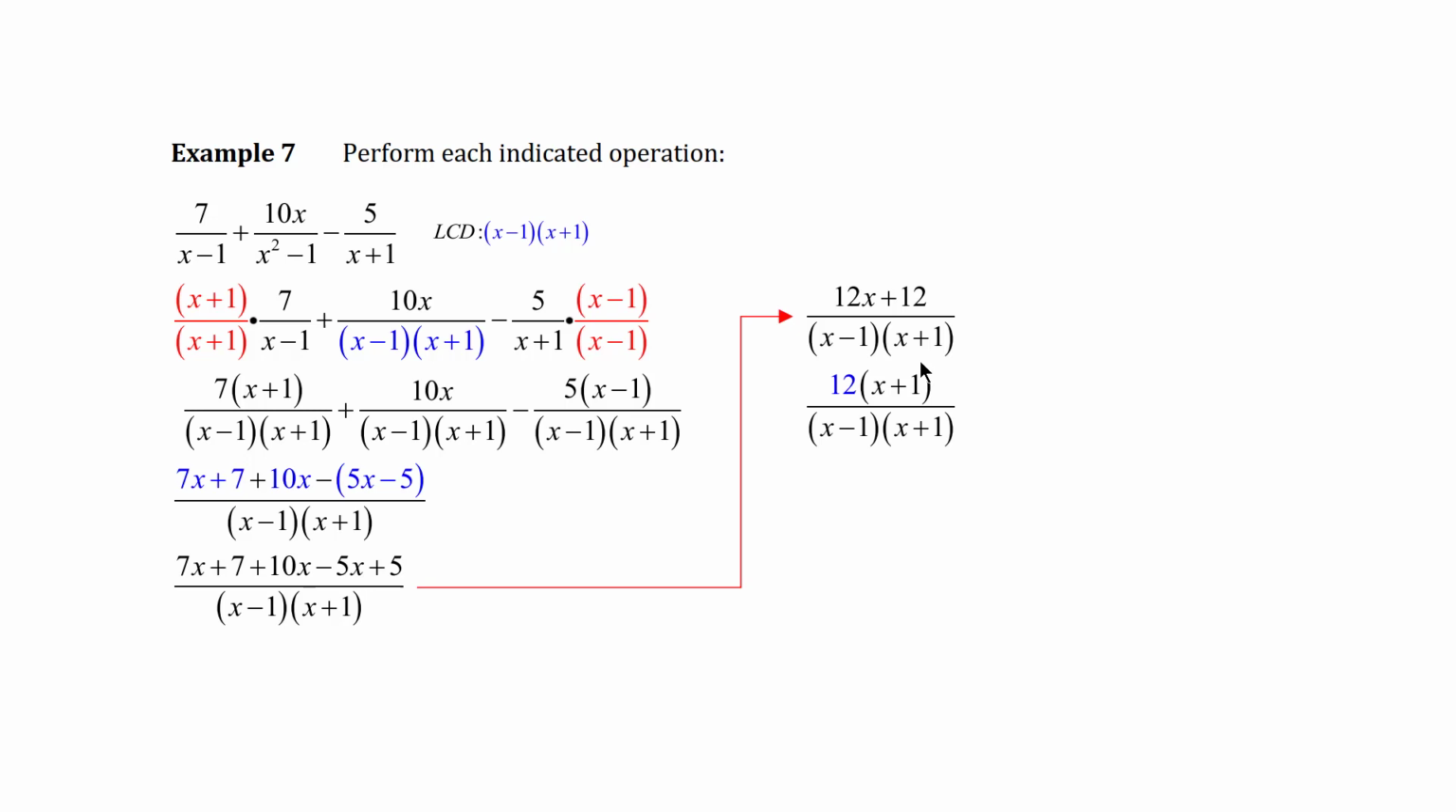Next, we factor out a common factor of 12 from the 12x plus 12. The result is 12 times (x plus 1) over (x minus 1)(x plus 1). Next, we could cancel out the common factors of the x plus 1. Our final result is 12 over x minus 1.